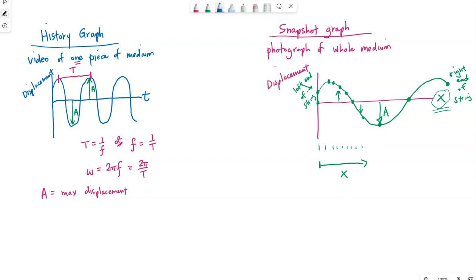Since this horizontal axis is not time, if we were to measure from one point to the next identical point, this is not considered a period. Because that's not a time measurement. We call this the wavelength. We use the symbol lambda to represent wavelength. This is a Greek letter. Every wave is going to have its own unique wavelength.